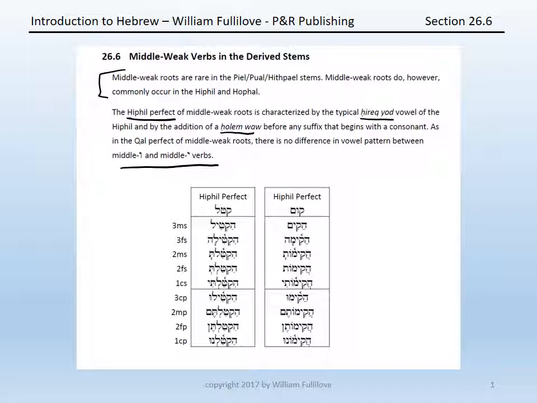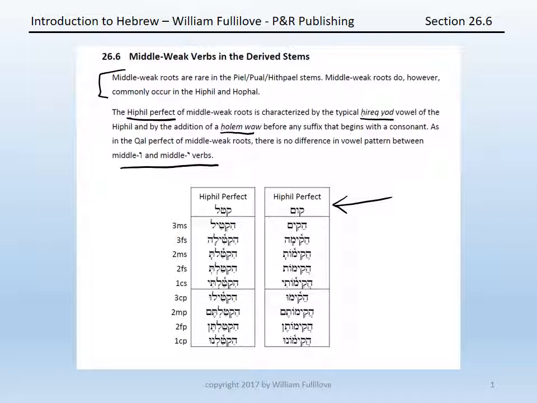So the Hiphil perfect of the strong form, qatal, would be hiqtil, hiqtila, hiqtalta, hiqtalt, hiqtalti, hiqtilu, hiqtaltem, hiqtalten, hiqtalnu. Compare now the Hiphil perfect of qum, the middle weak paradigm verb.